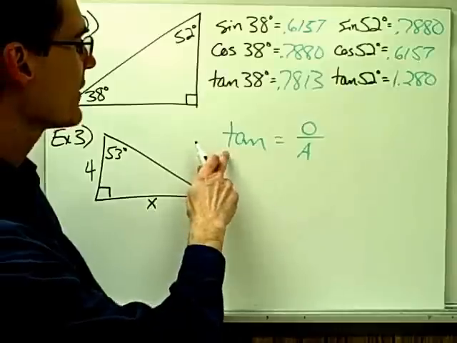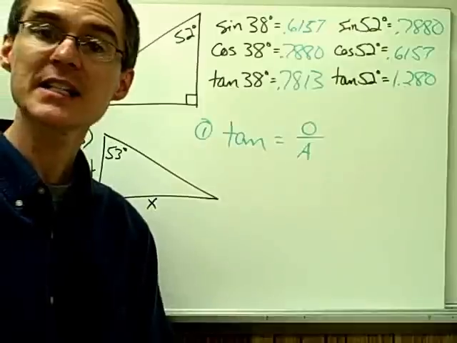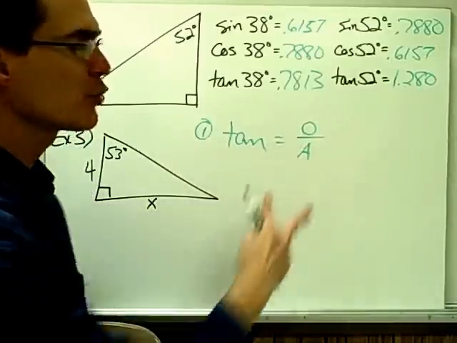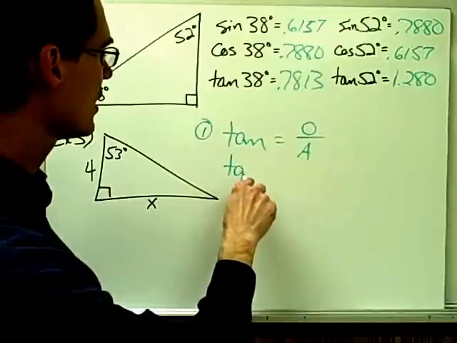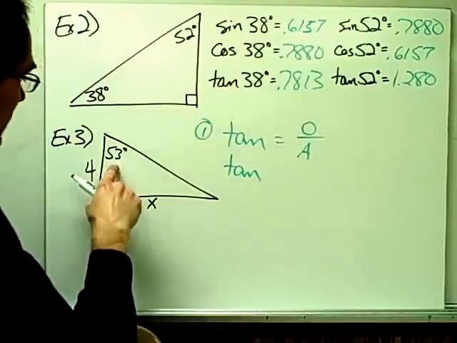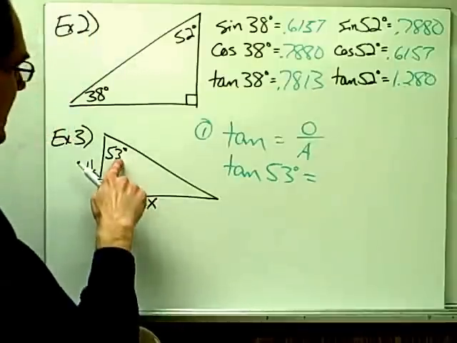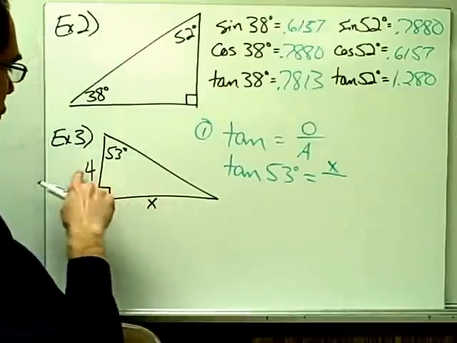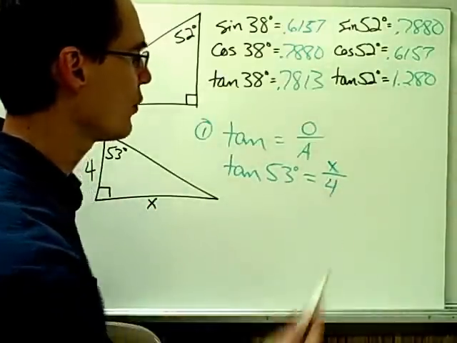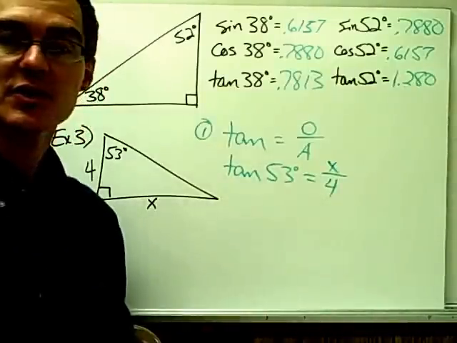Now that I've selected this, that's my step number one. Now that I've selected my correct trig ratio, I just want to fill in all the information I have from the triangle. So tangent of what angle? Tangent of this angle here, 53 degrees, equals opposite, my opposite side is X, over adjacent, my adjacent side is 4. Now I have an actual equation that I can solve.